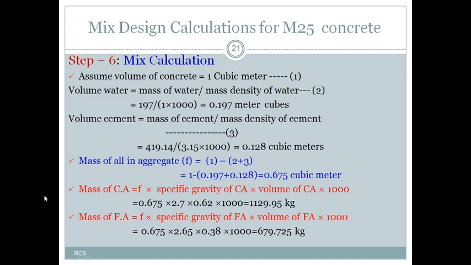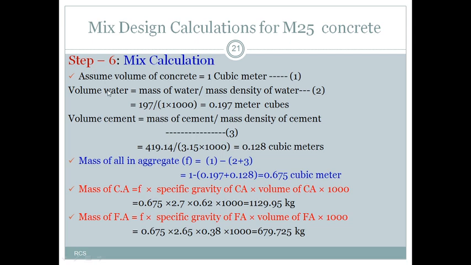See here, whatever calculations, whatever mix proportions we are doing, that is for 1 meter cube of concrete. So that's why I am assuming the volume of concrete here is 1 meter cube, and in order to calculate the mass of coarse aggregate and fine aggregate, I want to deduct from the total concrete volume the volume of water and the volume of cement. If I deduct these two things, finally the volume available is only the volume of aggregates.